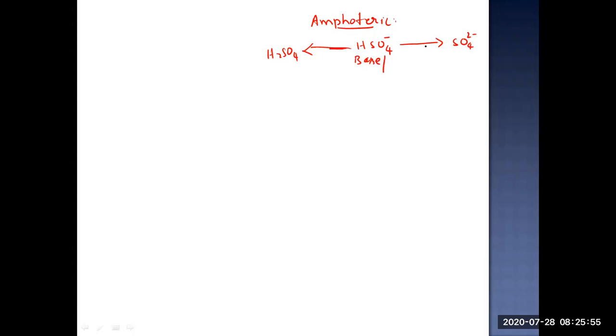Now for this right hand side, HSO4 minus becoming SO4 2 minus. It is donating. So therefore it is acid. So minus H plus. This is plus H plus. For this reason, it is amphoteric. No problem.